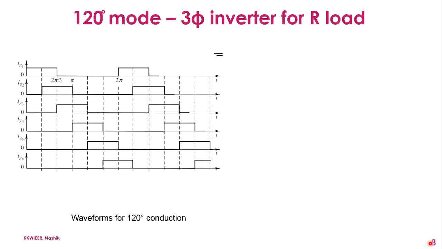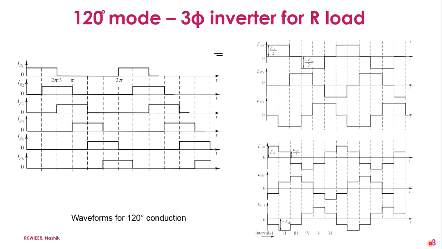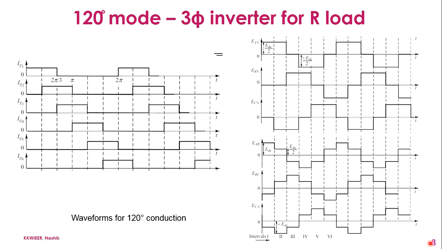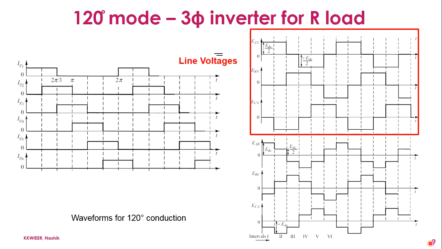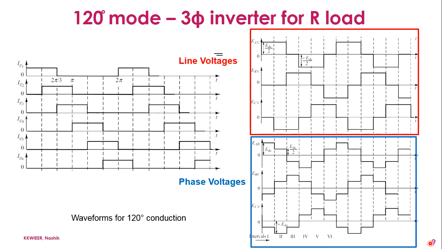This is the waveform of 120-degree conduction for the three-phase inverter with the resistive load. These are the phase voltages EAN, EBN and ECN, whereas these are the line voltages EAB, EBC and ECA. These waveforms indicate the IG1 to IG6 gating signals.